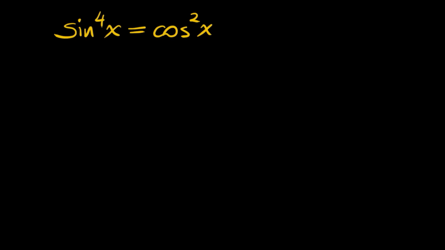We have a very nice trigonometric equation today. We have sine to the fourth power is equal to cosine squared, and we want to solve this for real x values. Now my friends, let me remind you of the trigonometric identity that sine squared plus cosine squared for any angle is equal to 1, and we will use this.